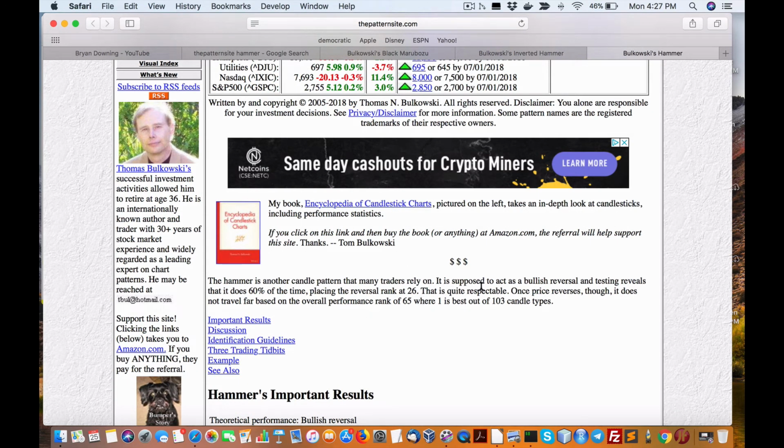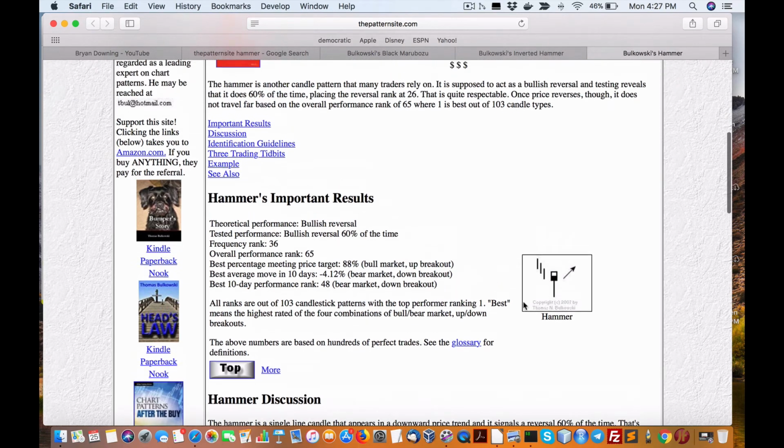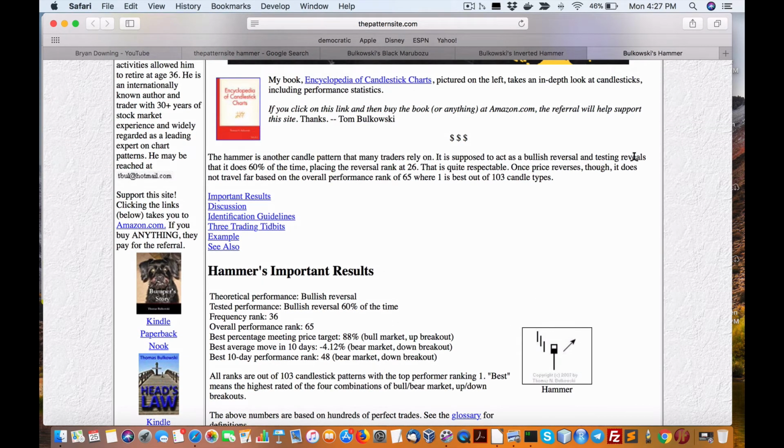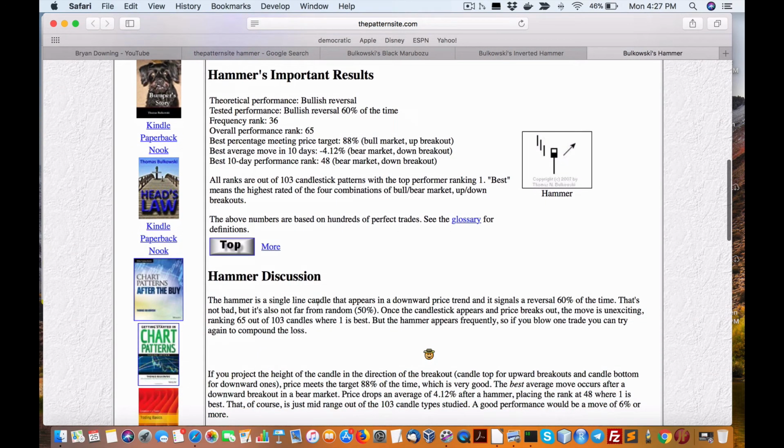Another candle, a miniature line, is supposed to act as a bullish reversal, and testing reveals that it does 60% of the time, placing the risk reversal quite respectable. So here we are. Not travel far based on the overall performance. Single line candle that appears in a downward price trend and signals reversal 60% of the time. Not bad, but it's also not far from random.